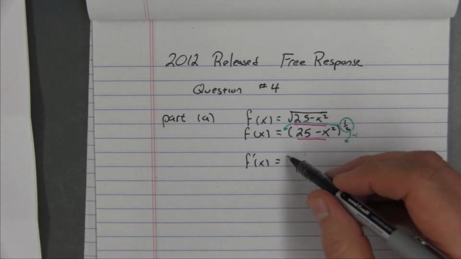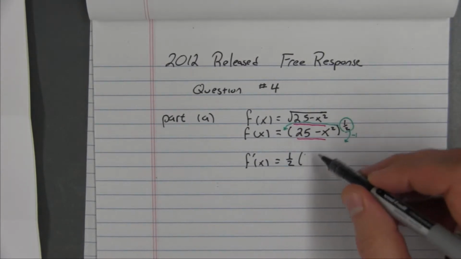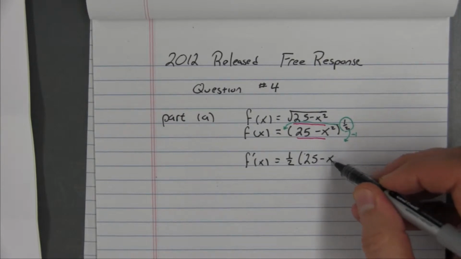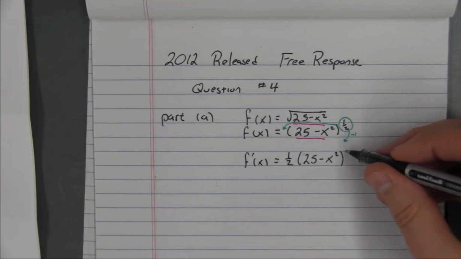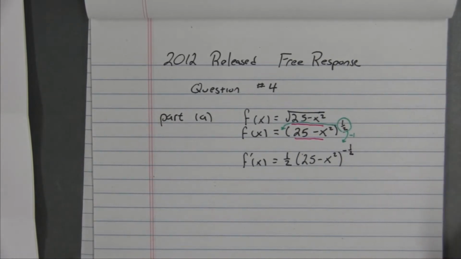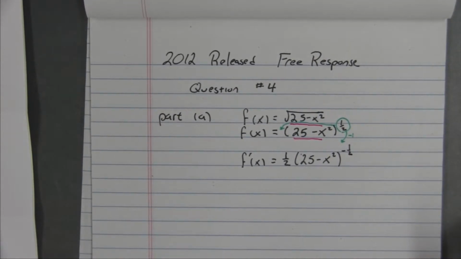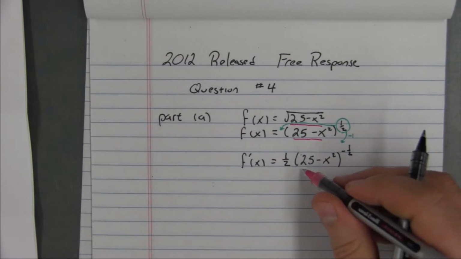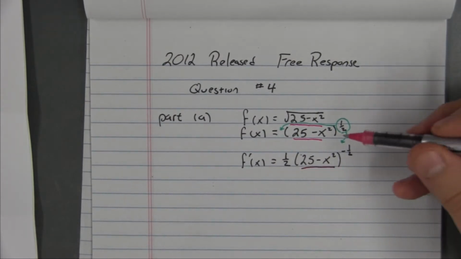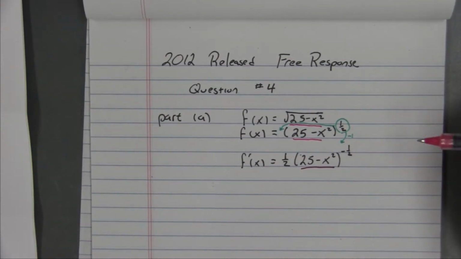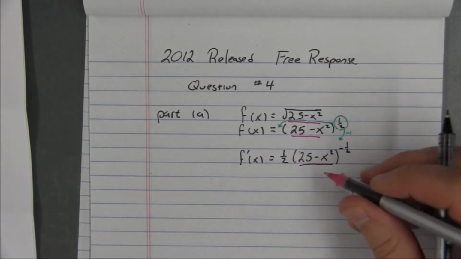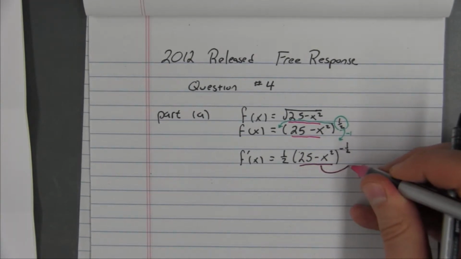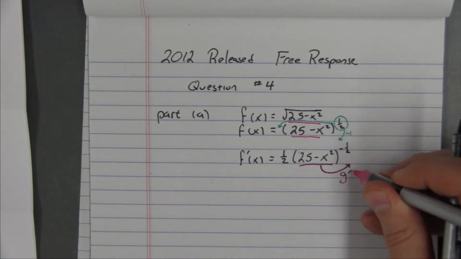So we're going to bring this 1/2 out to the front because that's our power rule. 25 minus x squared. And then we have to drop this 1/2 1. 1 less than 1/2 is -1/2. So now I've done the derivative of the outside function, but notice we've kept the inside function the same. So that's our chain rule: we do the derivative of the outside function, keep the inside function the same, but then we have to multiply by the derivative of the inside function.